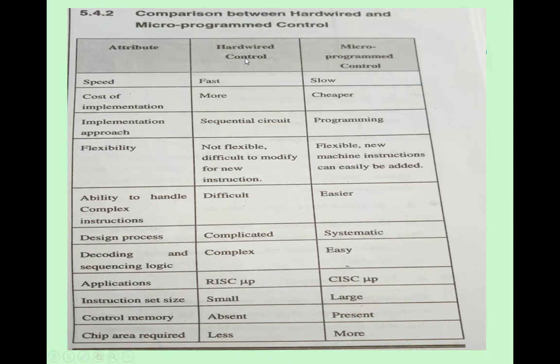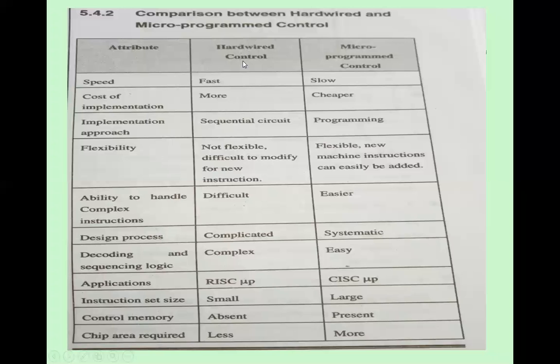Flexibility: we have seen that hardwired is not flexible, and it is difficult to modify for a new instruction. But microprogram is obviously flexible, and new machine instructions can be easily added. Ability to handle complex instructions: obviously it is difficult to create the circuitry, it is a complex task. If it is a complex instruction, it is difficult in hardwired, but in microprogram it is easier.